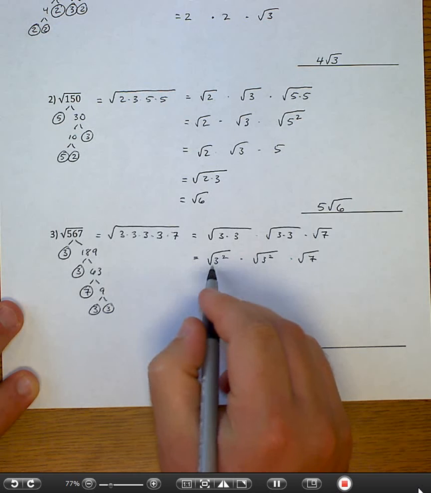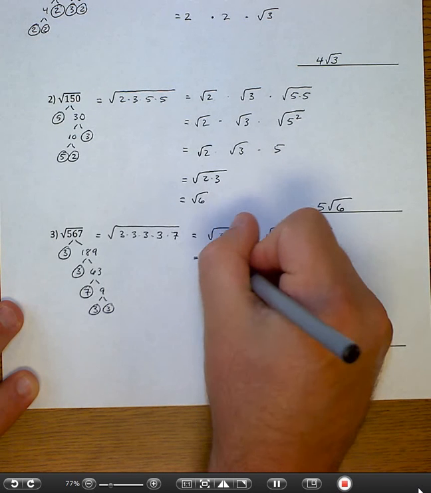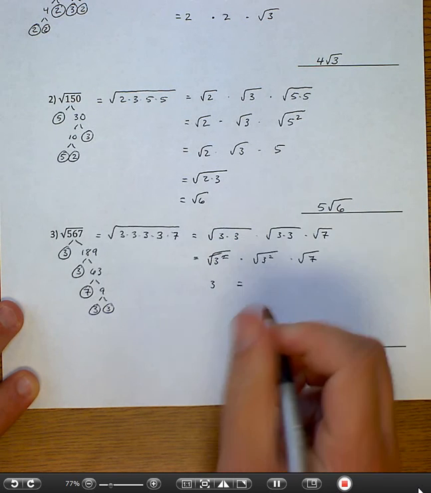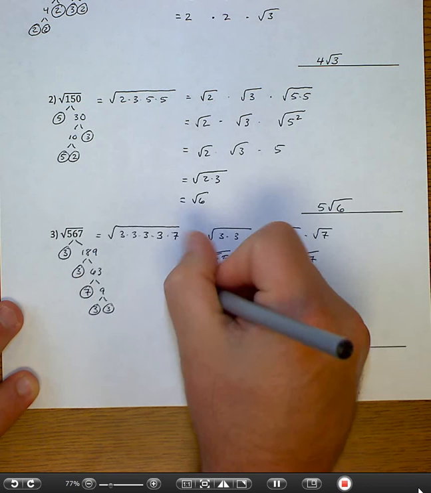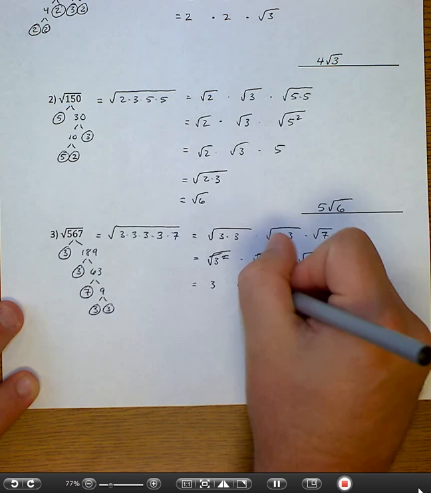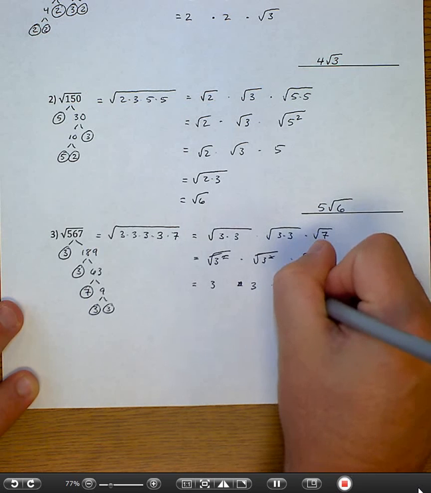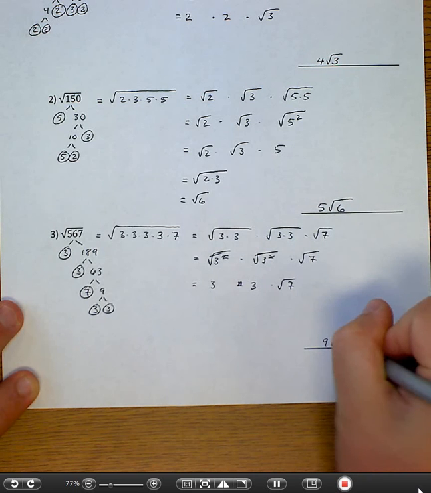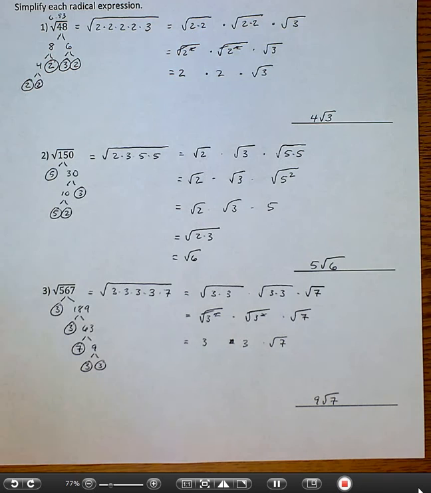So square root of 3 squared is 3, times square root of 3 squared is 3, times square root of 7, so this is going to be 9 radical 7. Okay? If you still need more, ask, but hopefully that helped you remember how to do radicals.